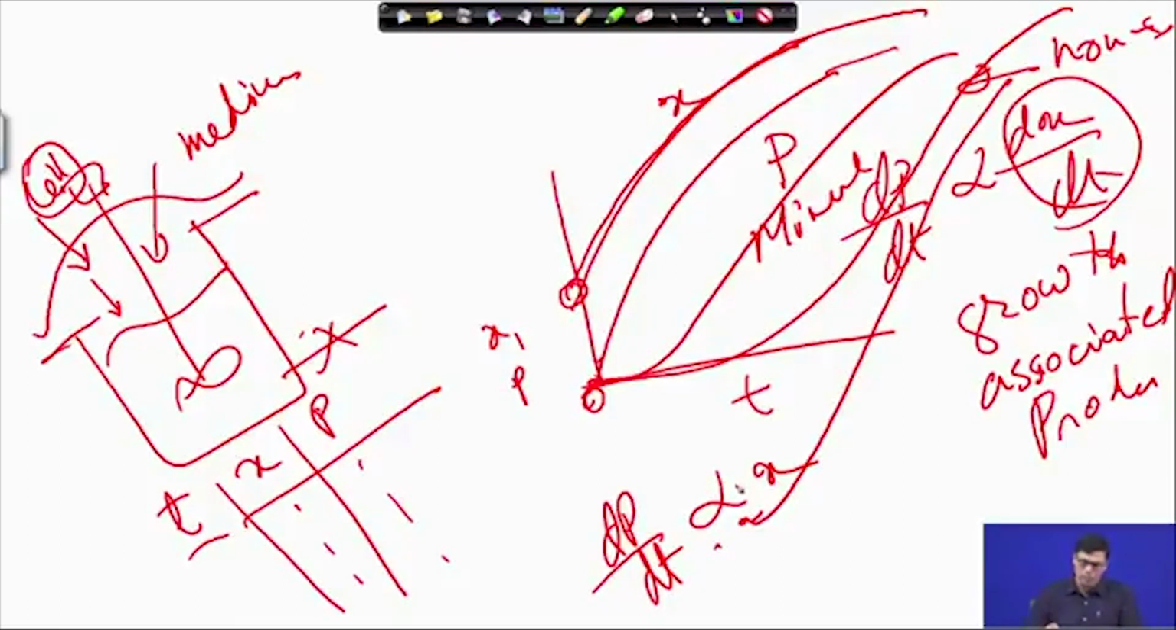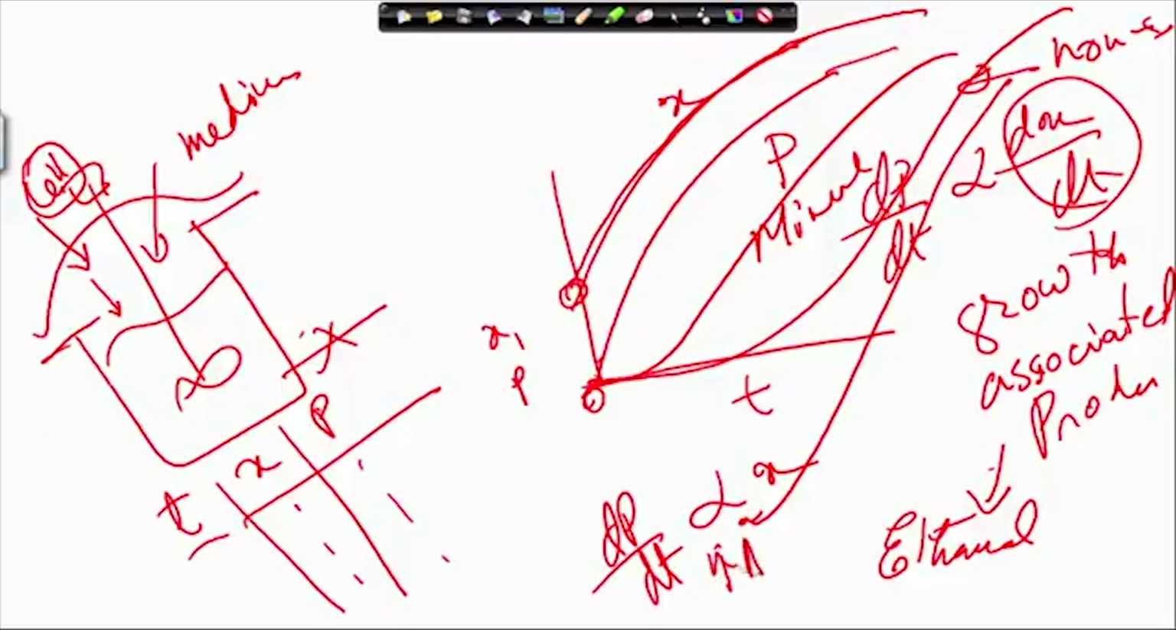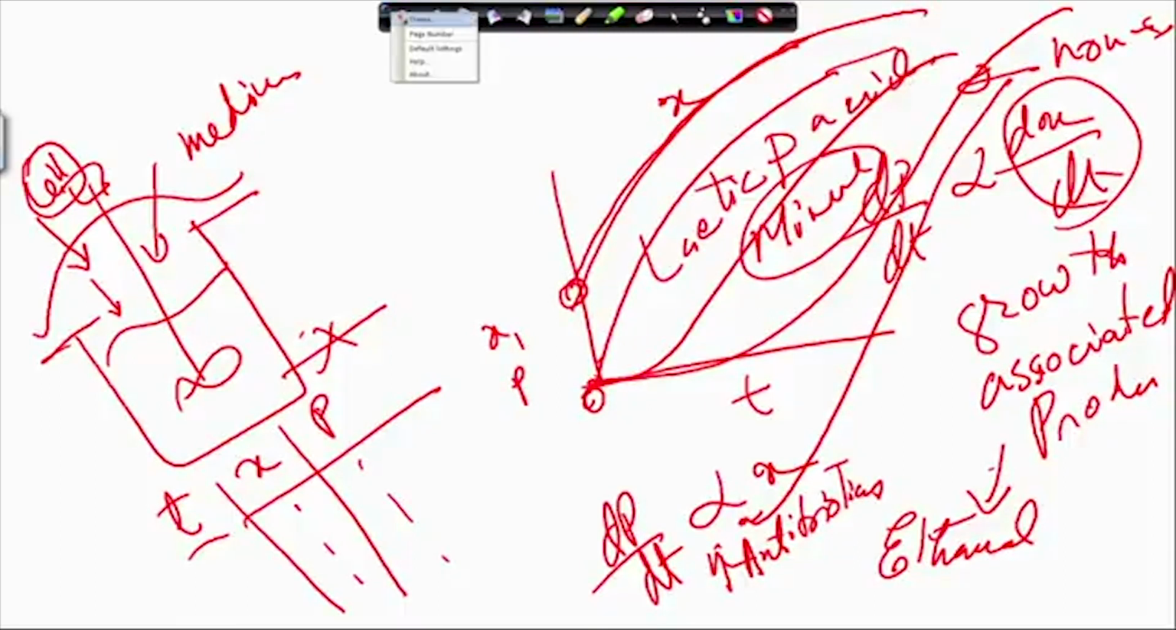The examples are several, but in case of growth associated product, the example I told you is ethanol fermentation. Am I right? In case of non-growth associated product, all antibiotics like penicillin. And in case of mixed growth associated product, it is lactic acid. So, these are the different fermentation processes that we have.